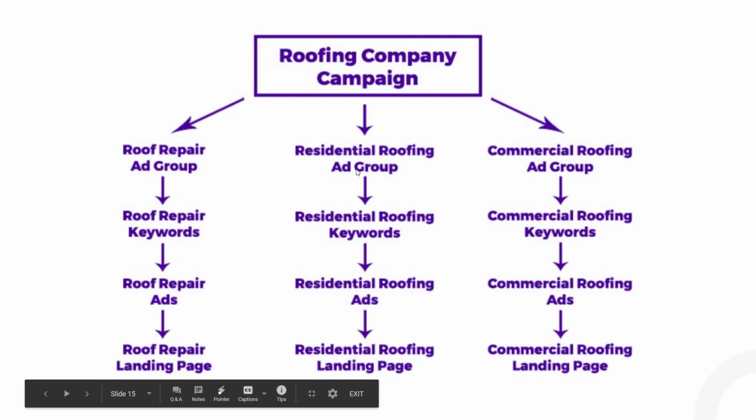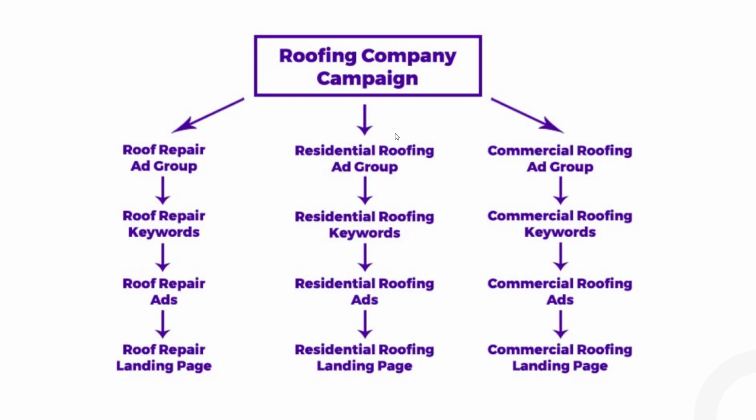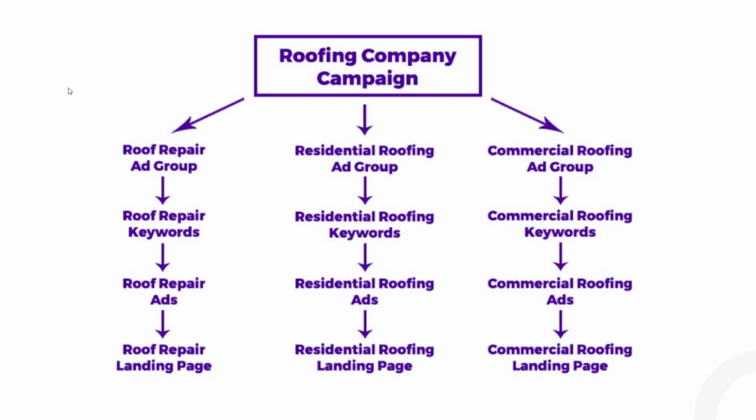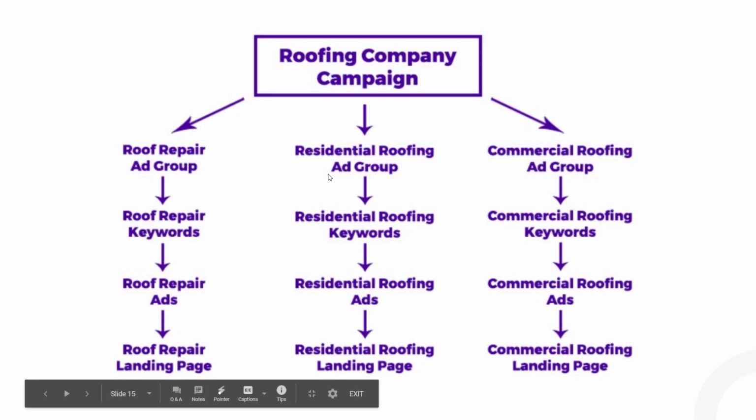Same thing with more generic roofing searches, like roofing company near me or whatever, you'd group all those in their own ad group. Keywords, ads, landing page. Same with commercial: ad group, keywords, ads, landing page. And that's tying back into the landing pages. You want to make sure everything lines up, everything is relevant to what people are searching for.